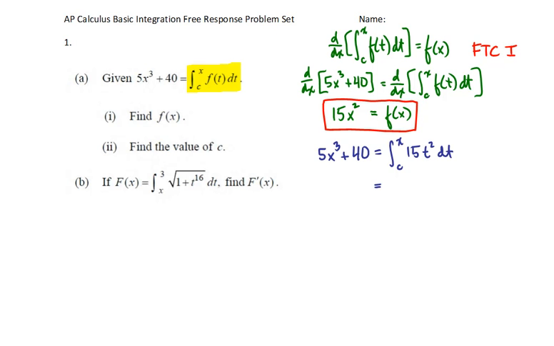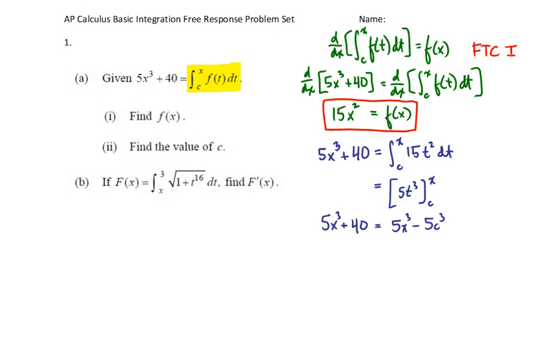And I can take the antiderivative of 15t squared. That's going to be 15t to the third over 3, or 5t cubed, and that's from c to x. And so we evaluate the antiderivative at the upper limit. We'll get 5x cubed minus the antiderivative evaluated at the lower limit, so that'll be 5c cubed. And now we know that that has to equal 5x cubed plus 40.